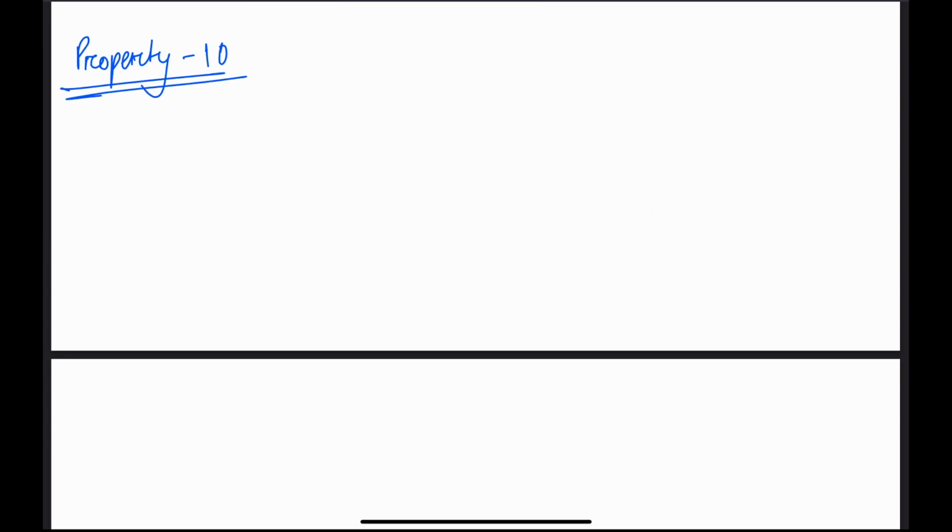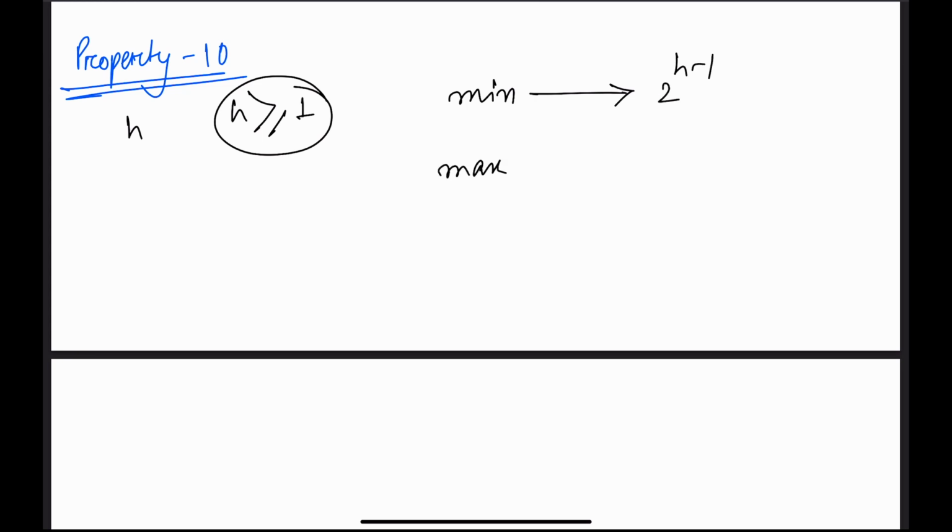Property 10 says if the height of a complete binary tree is h, and h is greater than or equal to 1, then the minimum number of nodes possible is 2 to the power h minus 1, and the maximum number of nodes possible is 2 to the power h minus 1. There is a difference: 2 to the power (h minus 1) and 2 to the power h, minus 1. I repeat, if the height of a complete binary tree is h, which is greater than or equal to 1, then the minimum number of nodes possible is 2 to the power h minus 1, and the maximum number of nodes possible is 2 to the power h minus 1.